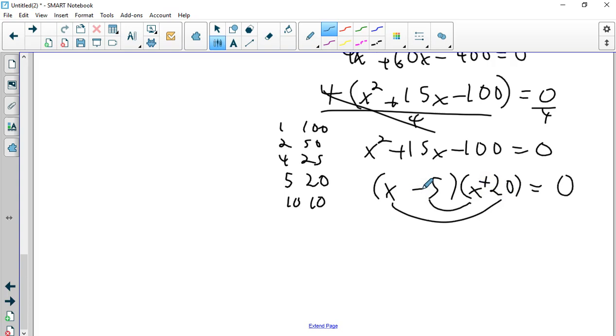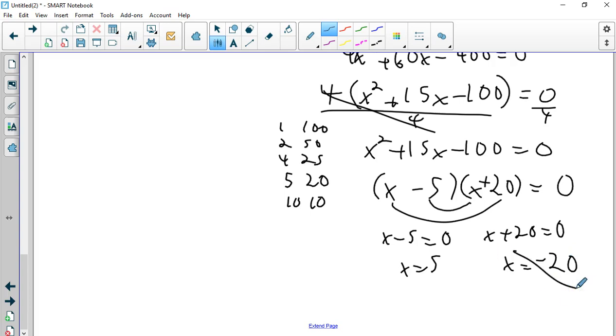Not too bad. Now I set these both equal to 0. And I'm going to get x equals 5 and x equals negative 20. Now, can I have a measurement of negative 20? No, I cannot. So that means, there's my answer. The sidewalk is 5 feet wide.